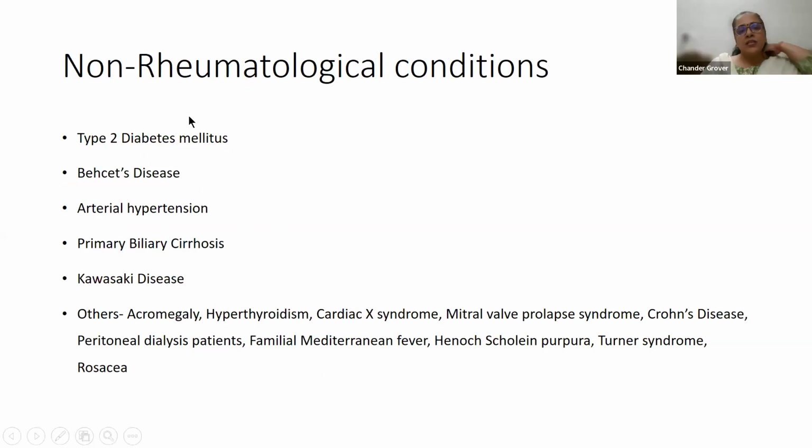Multiple non-rheumatological conditions are also being evaluated. I'm sure you must be reading in the literature: type 2 diabetes, Behçet's, arterial hypertension, primary biliary cirrhosis, and multiple other things. We have well-defined changes described.